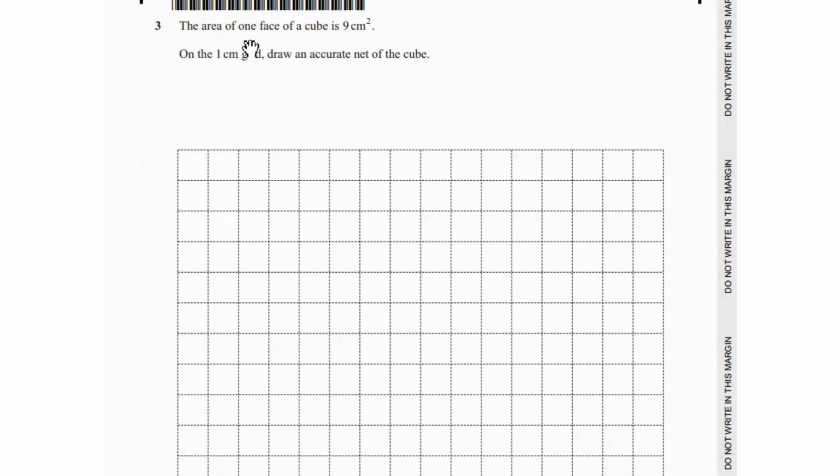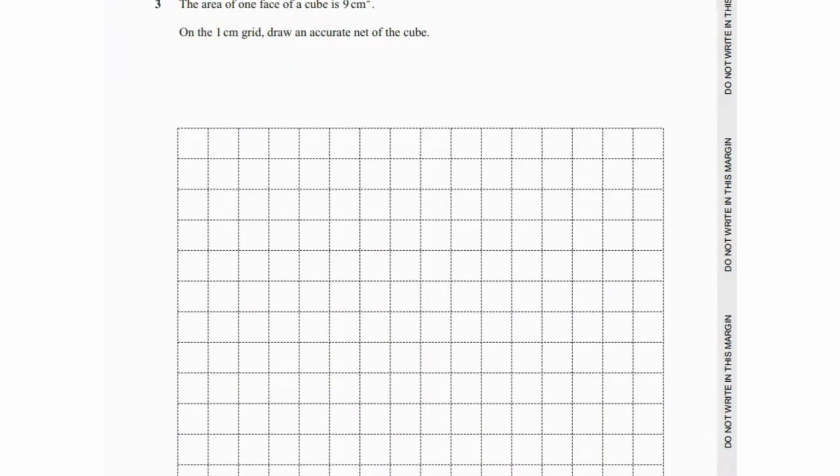Then it says the area of one face of a cube is 9 centimeters square. On the 1 centimeter grid, draw an accurate net of the cube. So as you would know, a cube has all square faces. And if the area of one of the faces is given as 9, which means the lengths are 3, because 3 times 3 is 9.